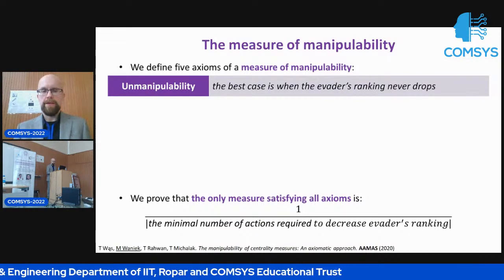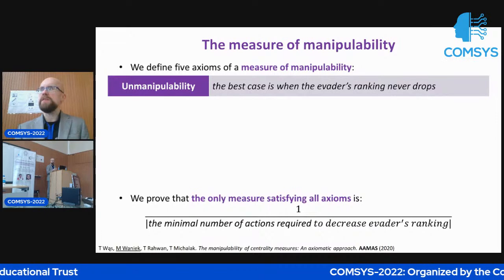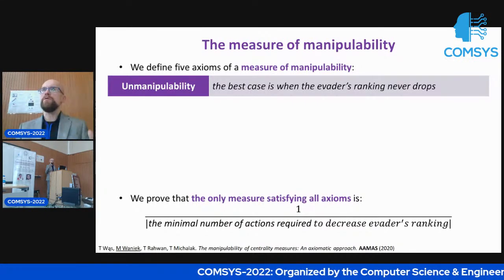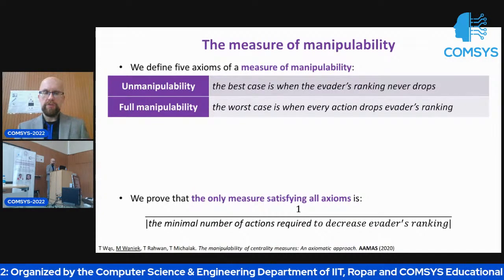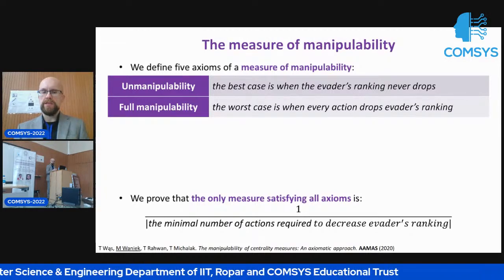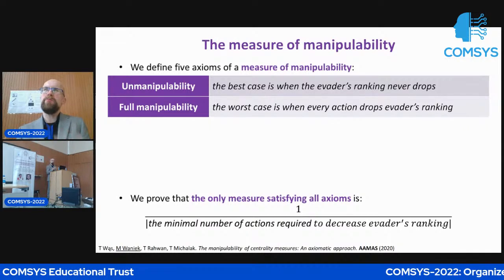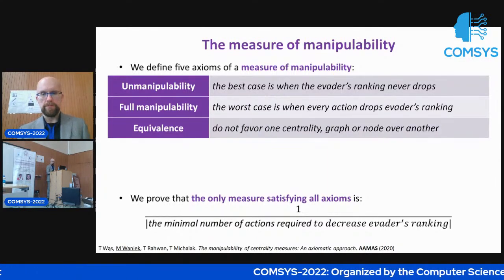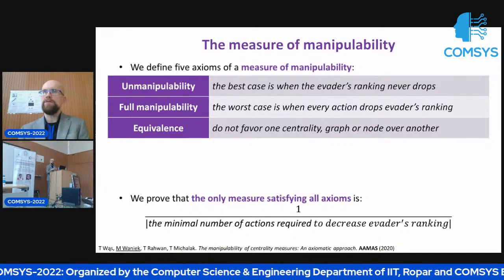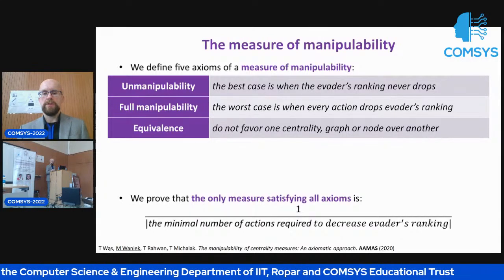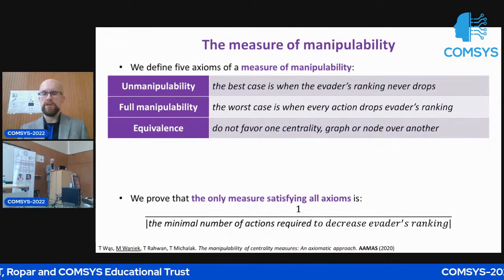First axiom is, okay, the best centrality measure, the least manipulable centrality measure, is when the evader's ranking never drops. So whatever the evader will do, whatever edges he will add or remove, his ranking will not change. On the other hand, the worst possible case is when every single action of the evader drops the evader's centrality ranking. So this would be the worst possible centrality measure. Such a measure of manipulability should not favor one graph or node over another, right? So if we would rename the parts of this network, the results should stay the same.